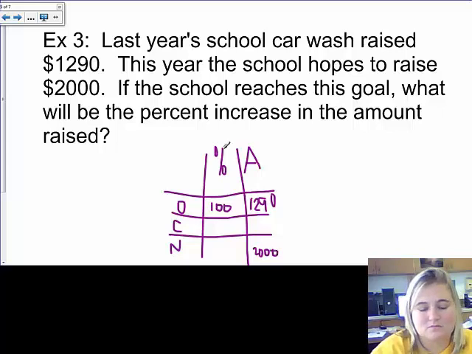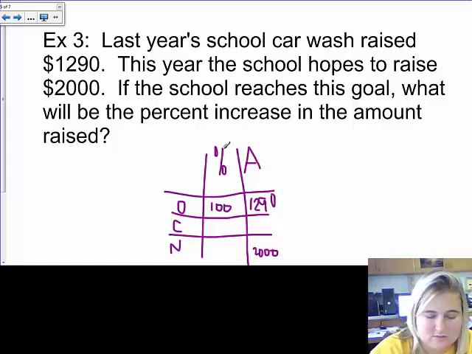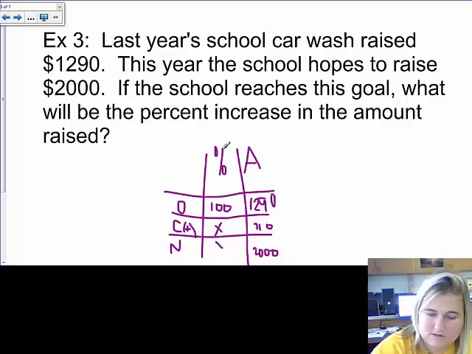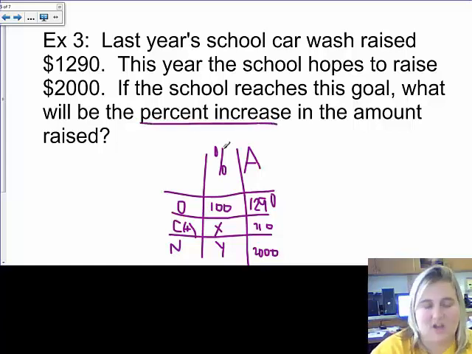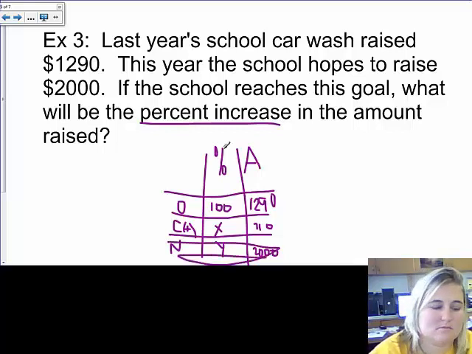Okay. Now we can find the change here by subtracting 2,000 minus that $1,290, because that tells us we would have to have added $710, and that's going to be an increase of $710. And I have x and I have y. And it wants me to find the percent increase, which is going to be the change. So I'm getting rid of this one, and I want you to solve this proportion on your own paper, please.